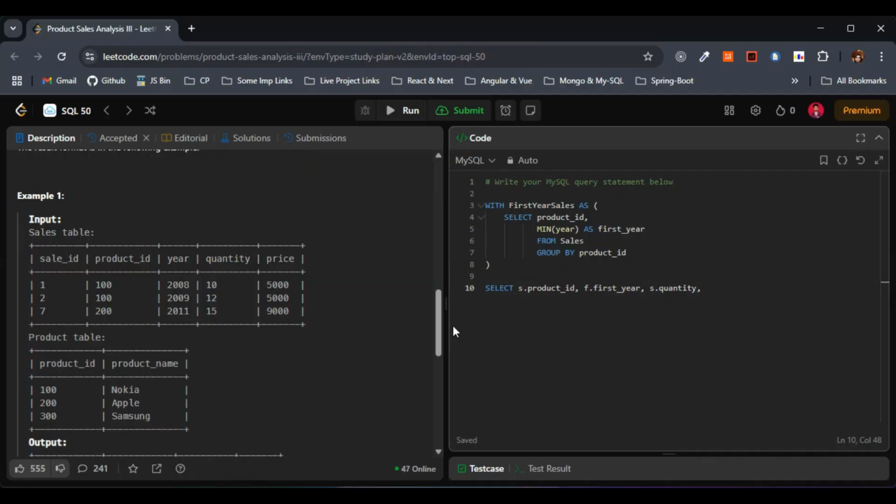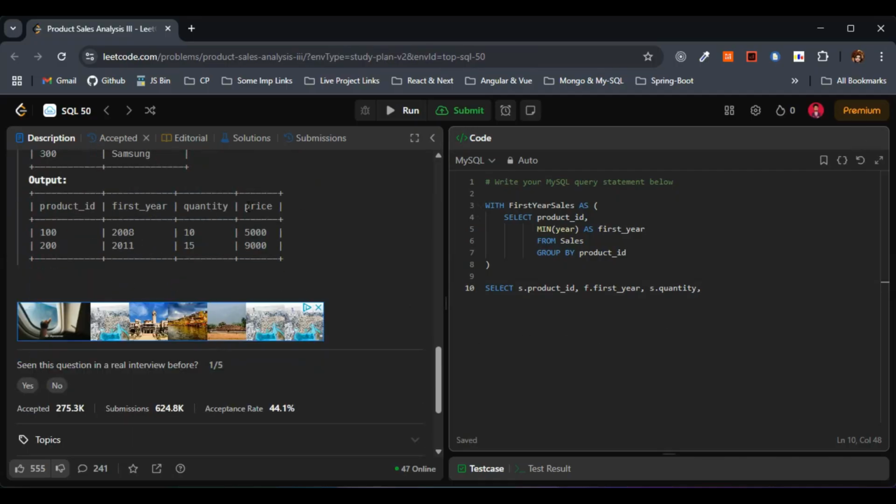S dot quantity, and also we have to consider the price here for the output. Here you can clearly see product ID, first year, quantity and price, right? So let me copy this one from here itself. It is coming from the sales table, so let me give here price. This is fine. This is coming from first year sales, so this one we need to consider. Let me paste this one here.